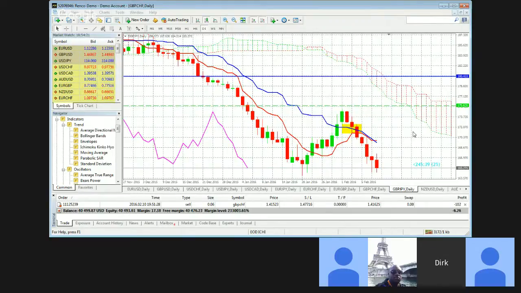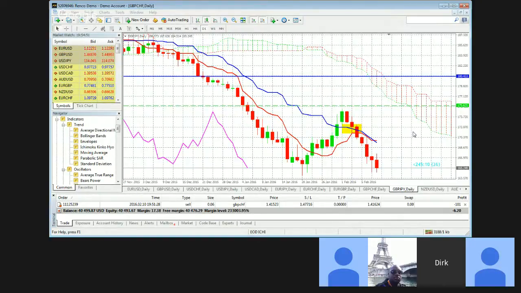Which signal are we looking at exactly? Is it a Kumo break, Chikou break, Kijun break, Tenkan Kijun cross, future Kumo cross? Which one? Remember, there's 5. That's a Tenkan Kijun cross. Well done, my man. Well done. Okay. So, yes, we're getting a weak buy signal.